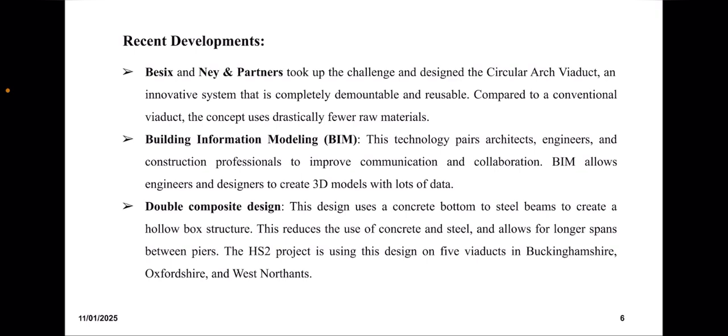Next up is the double composite design. This design uses a concrete bottom to steel beams to create a hollow box structure. This reduces the use of concrete and steel and allows for longer spans between piers. The HS2 project is using this design on 5 viaducts in Buckinghamshire, Oxfordshire, and West Northants.